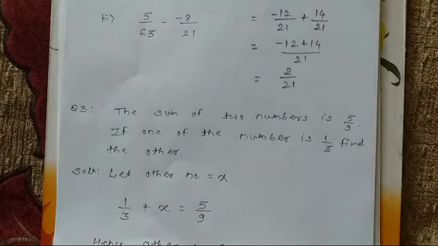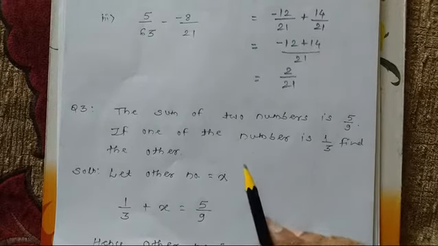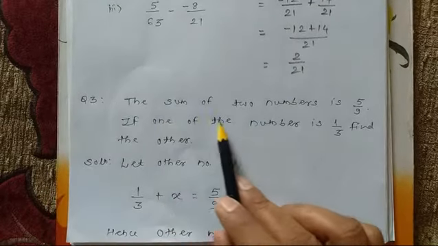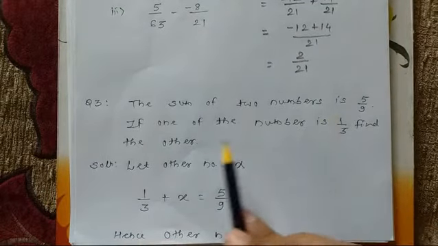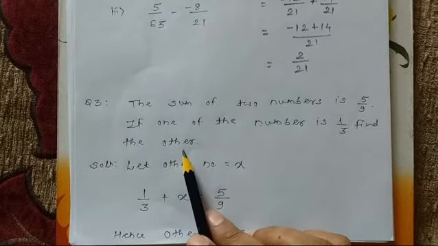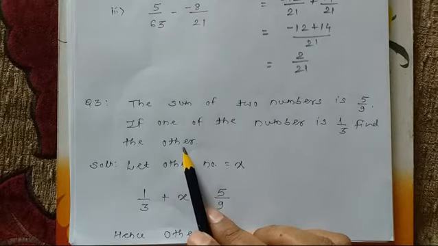In this video, we will see some word problems based on subtraction of rational numbers. See the questions from exercise 1.3. The sum of two numbers is 5 upon 9. If one of the numbers is 1 upon 3, find the other number. So it is a word problem and we have to solve this question step by step.